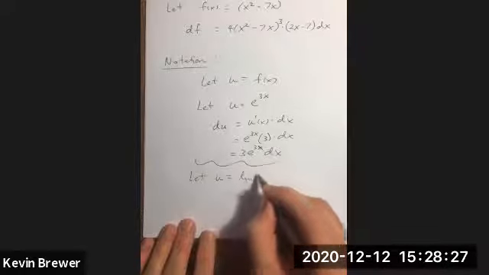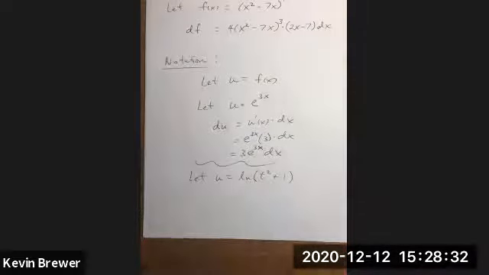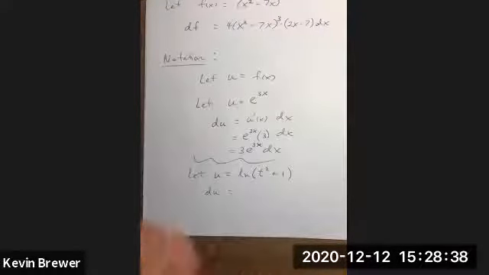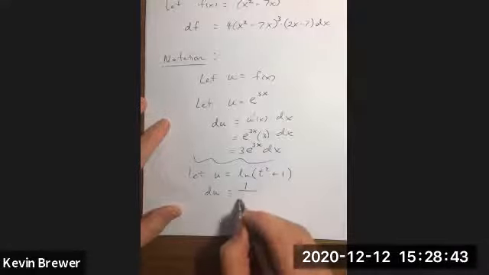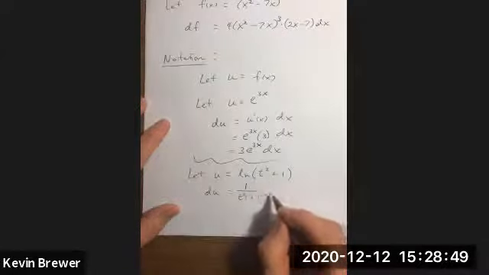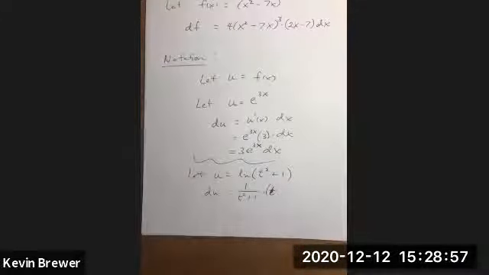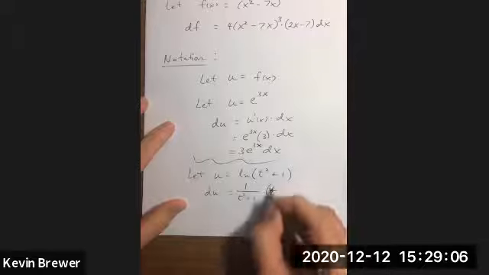Let u equal natural log of t squared plus 1. What is du in this case? The derivative of natural log is 1 over t squared plus 1. It's composition, so we have to multiply by the derivative of the inside function. I was writing it correctly and thinking it incorrectly. The derivative of t squared plus 1 is 2t.